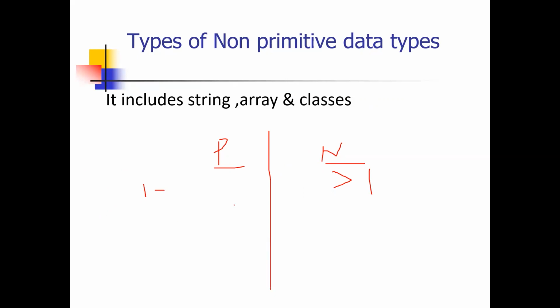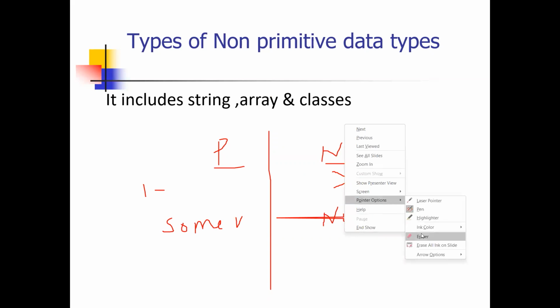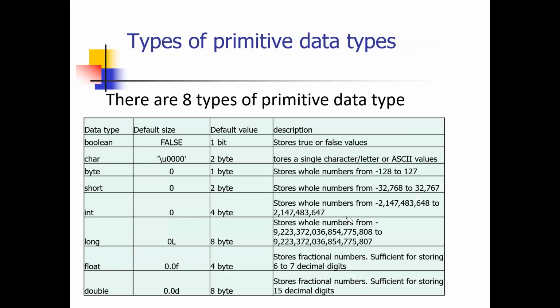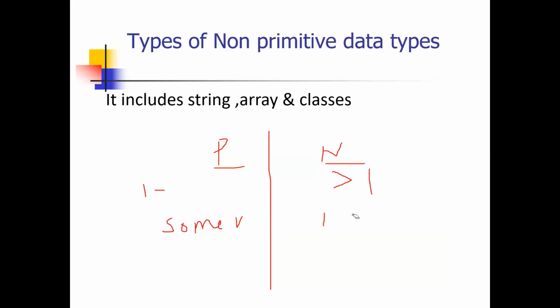Primitive data types always have some value. It is mandatory. It should not be null. It should always have some value. But non-primitive data types can be null. That is the second difference.